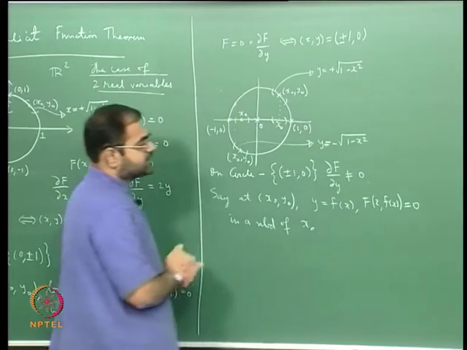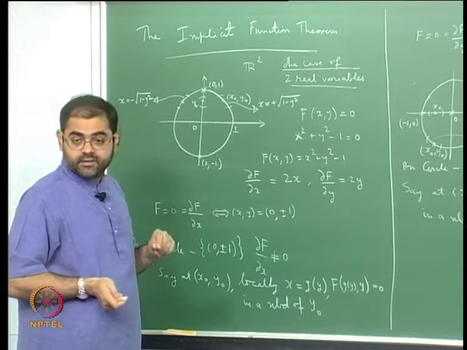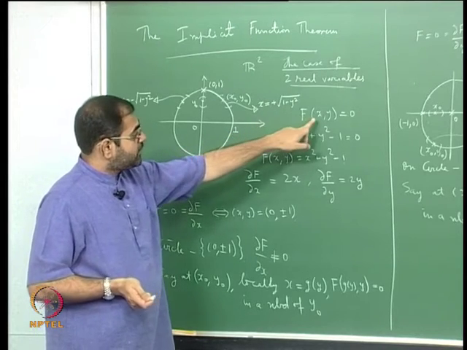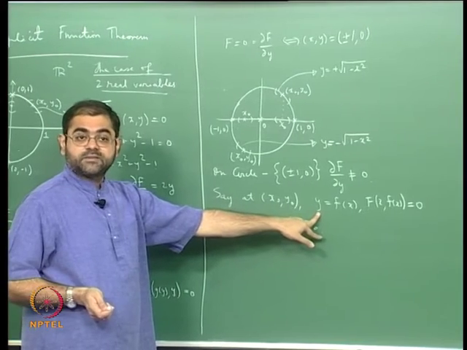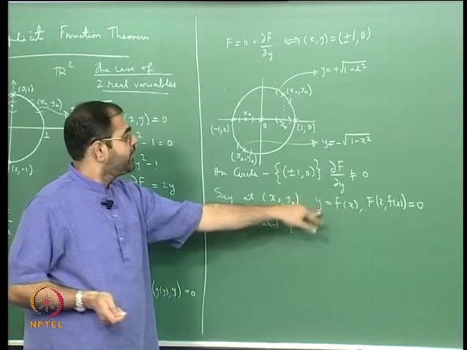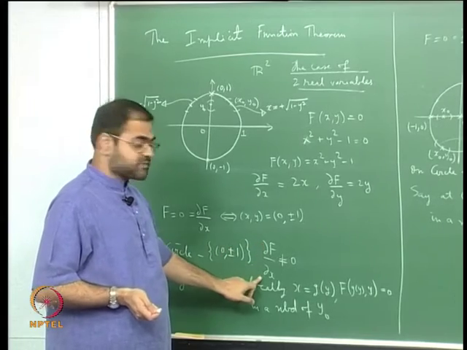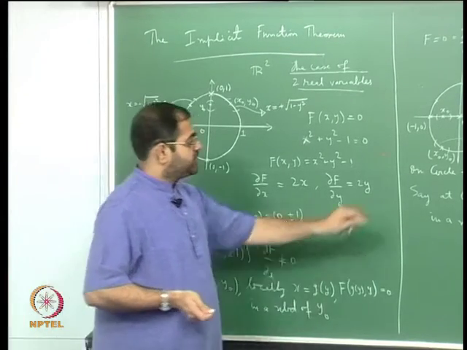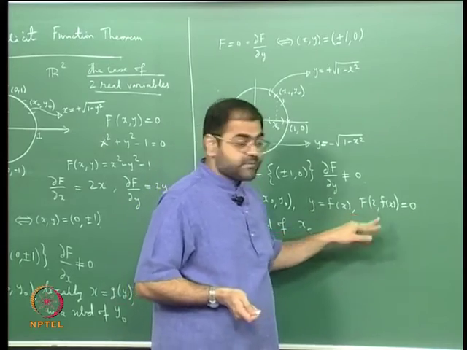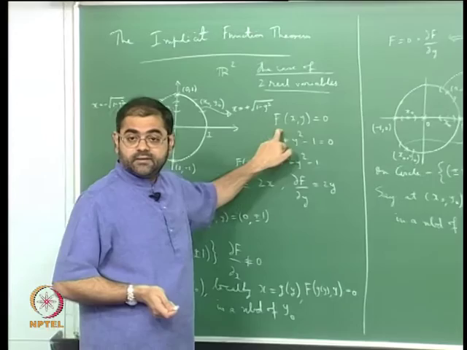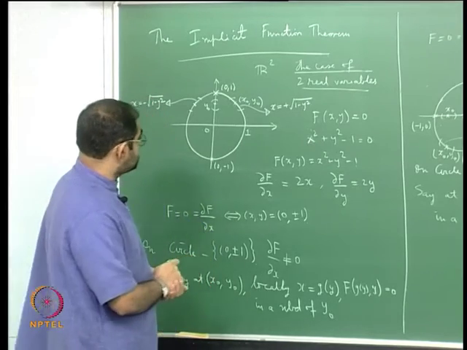The moral of the story, to sum up: you have an implicit function in two real variables. You can solve that implicit function for the variable x in a neighborhood of a point where the first partial derivative with respect to x doesn't vanish. If the first partial derivative with respect to x does not vanish, I can solve for x as a function of y. If the first partial derivative with respect to y does not vanish, I can solve for y as a function of x, and both will be explicit solutions of the implicit equation I started with. So this is what the implicit function theorem in real analysis is.